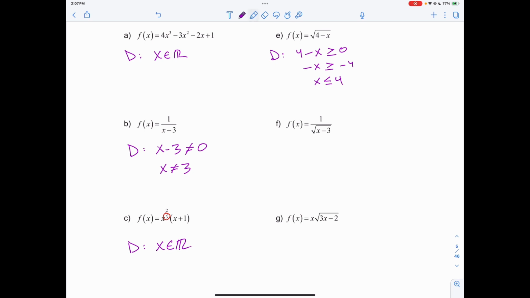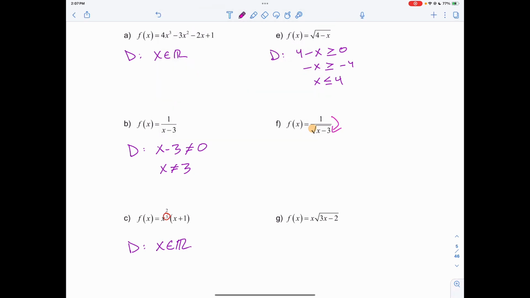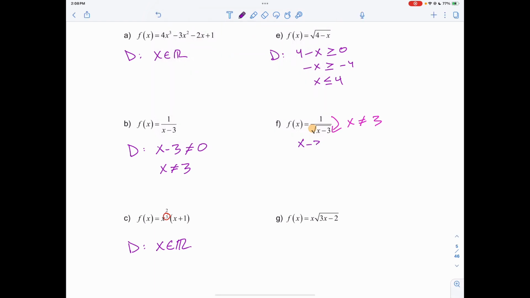For example F, it is a radical with an even index, but it is also in the denominator, meaning that the root from the denominator, x minus 3, cannot equal 0. So I would have to start by stating that x minus 3 has to be just greater than 0, not greater than or equal to 0, which means that for this domain, x has to be greater than 3.